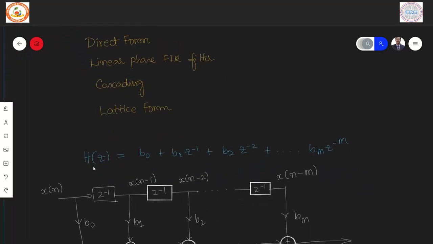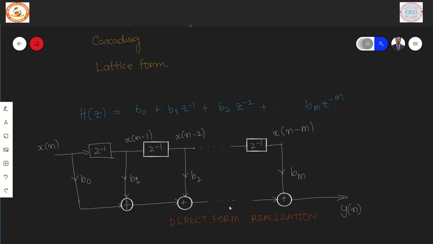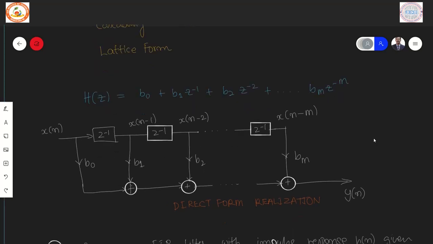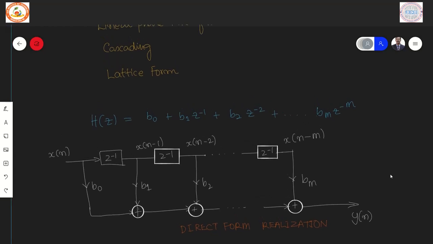Now, we are aware that the system function of FIR takes a form something like this. We have the coefficients B0, B1, B2 till the very last term, and we have a series which is negative powers of z. Now, the implementation of this can be thought of using direct form realization as shown. This primarily arises because from the system function we can obtain the difference equation in a very simple way. We are aware of the procedure for finding the difference equation.